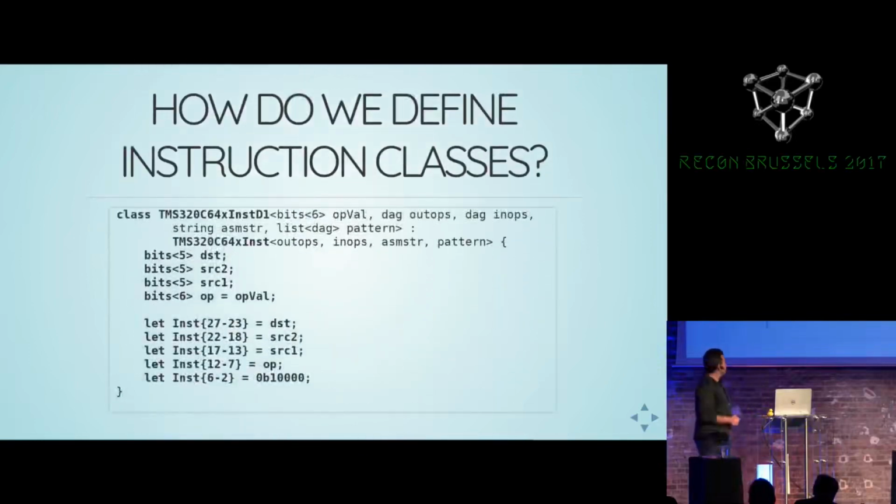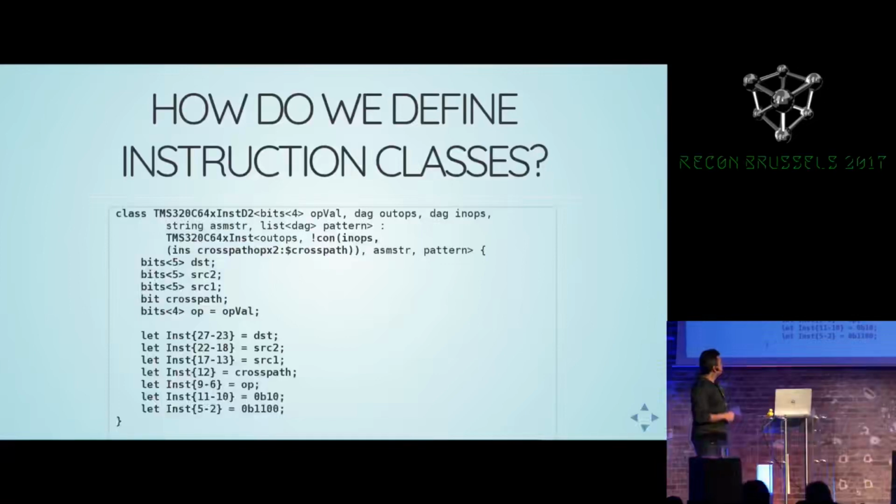Then we define some subclasses for every type of instruction. For example, the first type of instructions at the functional units have this format. They have two source operands, one destination operand, and the value of the operation. The source operands are stored at these fields. The destination operand is stored over there. The operation is stored at these bits, and this is a constant.